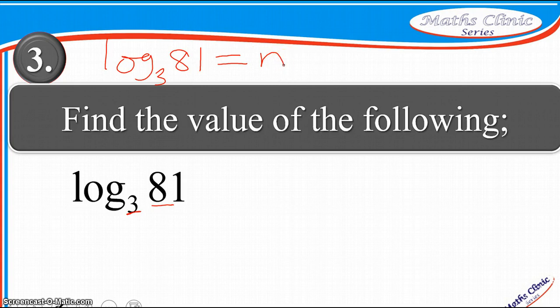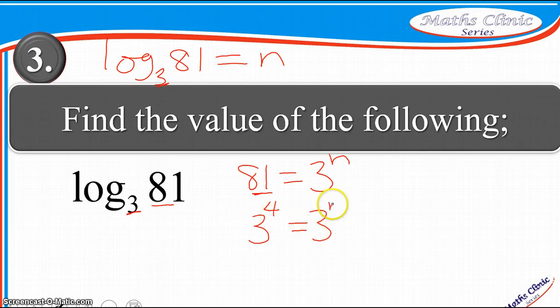Then we apply the definition. And how do we work with the definition? We said the definition will be 81 is equal to the base 3 to an exponent of n, right? So then the log is no longer in place. We are left with indices. Now we can change 81 to 3 exponent 4, which is equal to 3 exponent n.